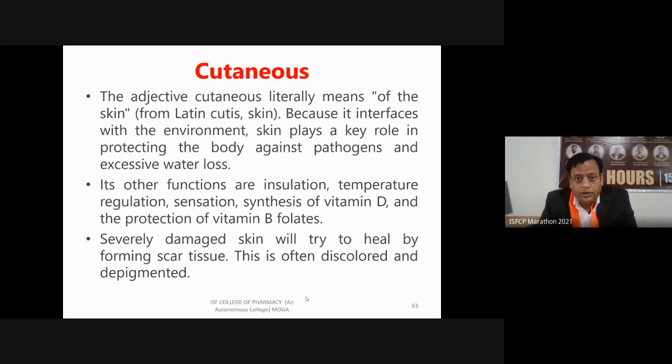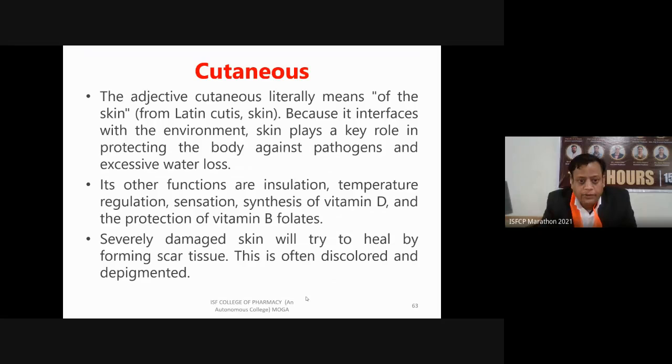Secondly, if we discuss cutaneous, cutaneous means of the skin, the outer face of skin, because it interfaces with the environment. Because it interfaces with the environment, skin plays a key role in protecting the body against pathogens and excessive water loss. So skin plays an important role in protection of our body. Its other functions are insulation, temperature regulation, sensation, synthesis of vitamin D, and the protection of vitamin B folates.